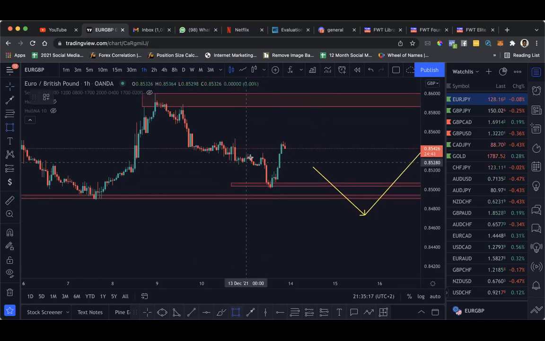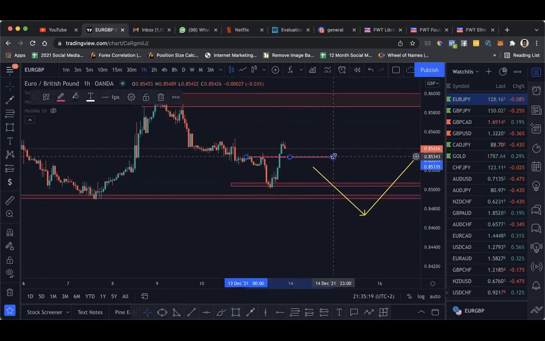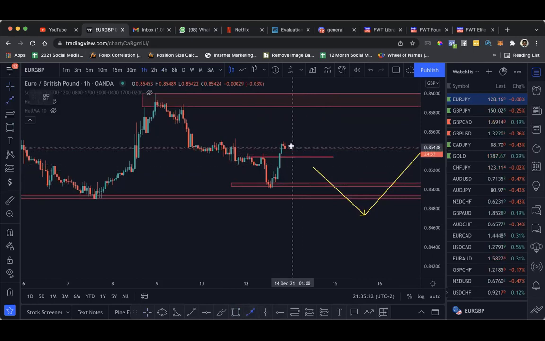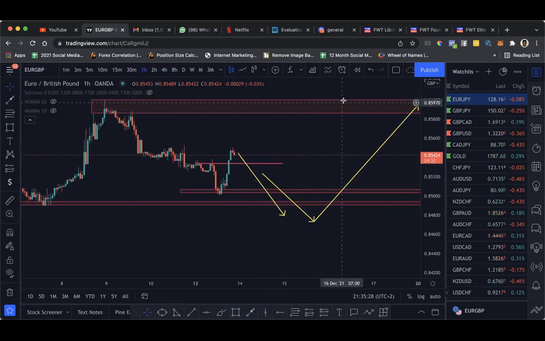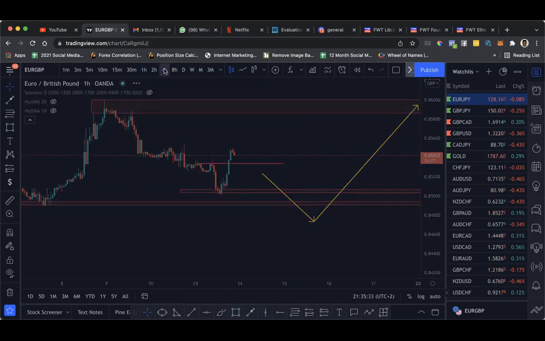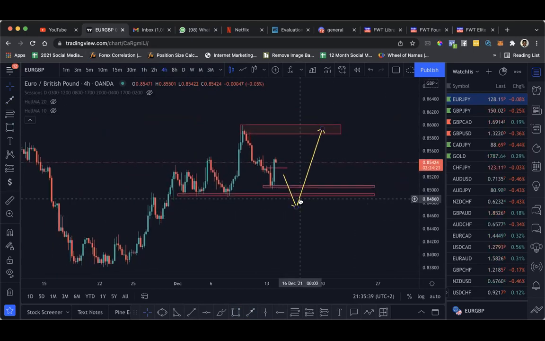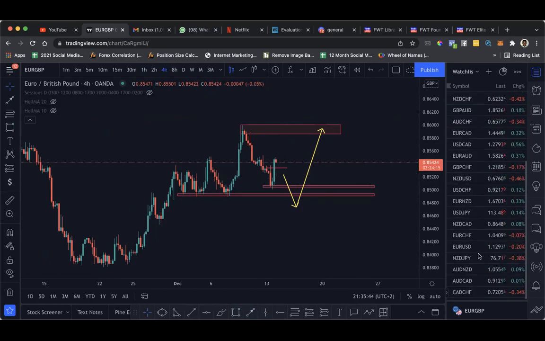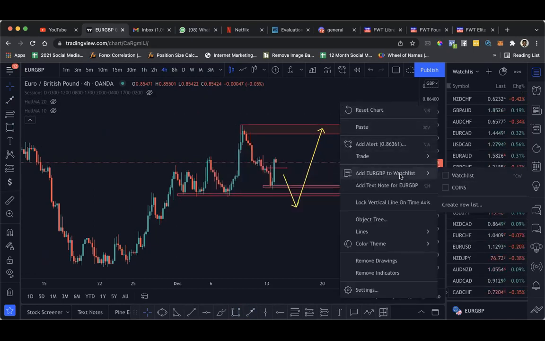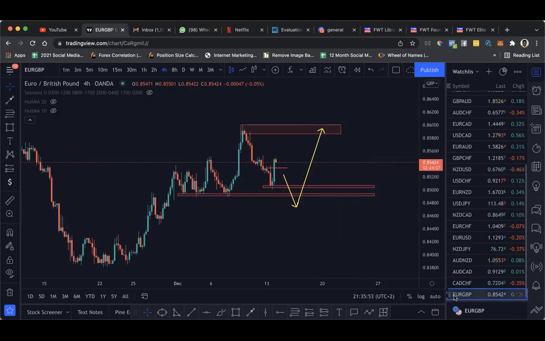Okay, so possibly this is a break of structure zone. So we might see a move coming down in the next couple of days. So if this happens, you're waiting for price to come back up here. Okay, so this is a very, very good trade as well, but it's not ready yet as it concerns our trading strategy. It's not ready yet. Okay, so this is what I'm looking for on EURGBP. Let me add this to the watch list.